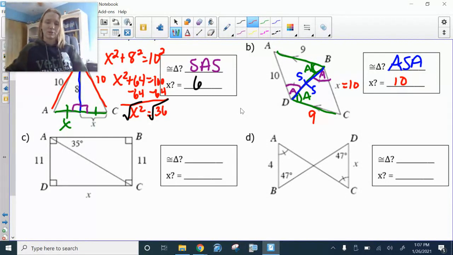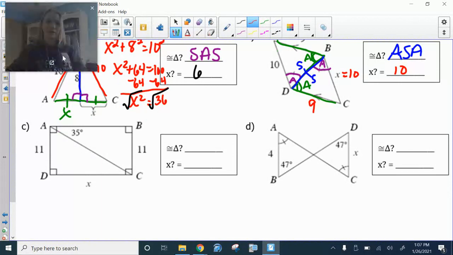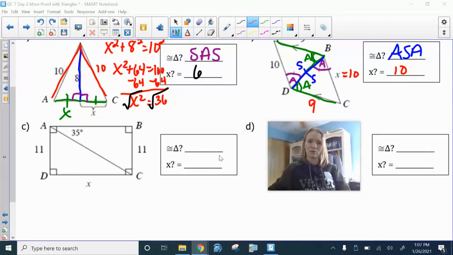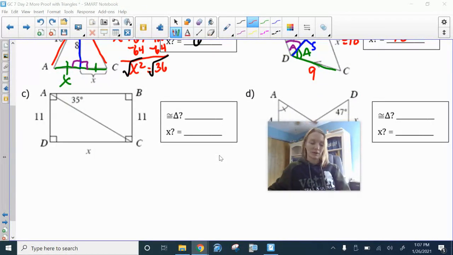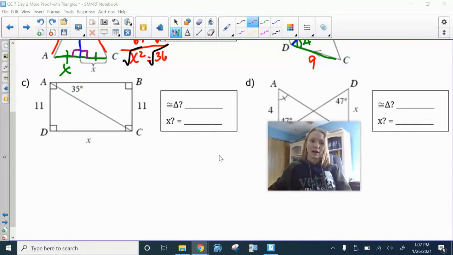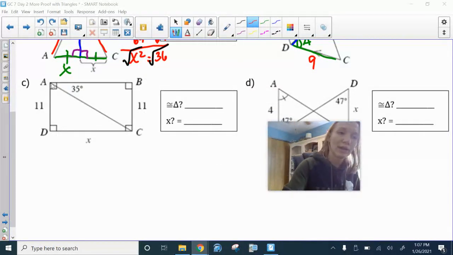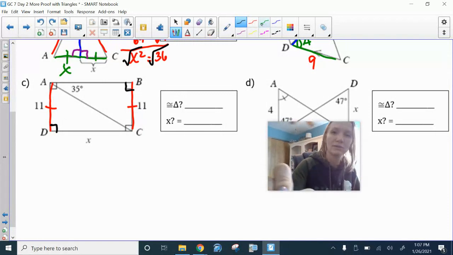So that's not too terrible. Solving for x. If the triangles are equal, then everything's equal. What about on the next one? So we have both triangles have an 11. So we have congruent here and here. Both triangles have a right angle, and both triangles share the middle line.